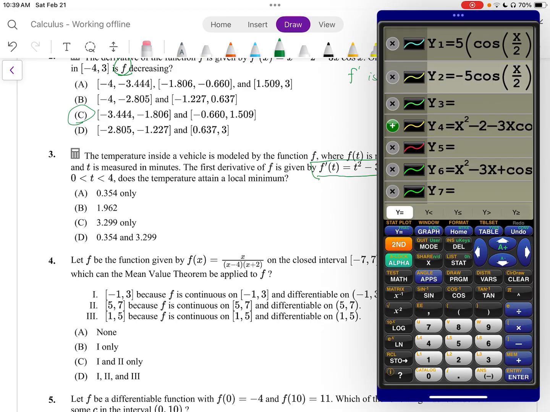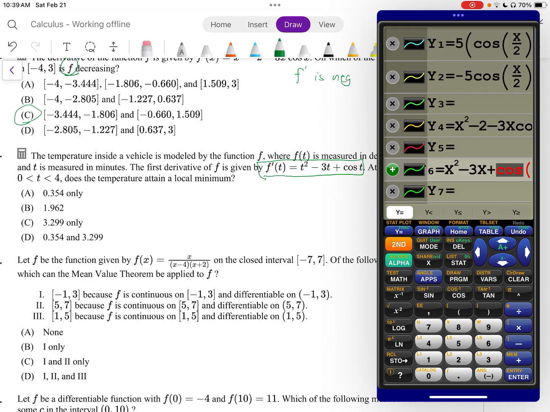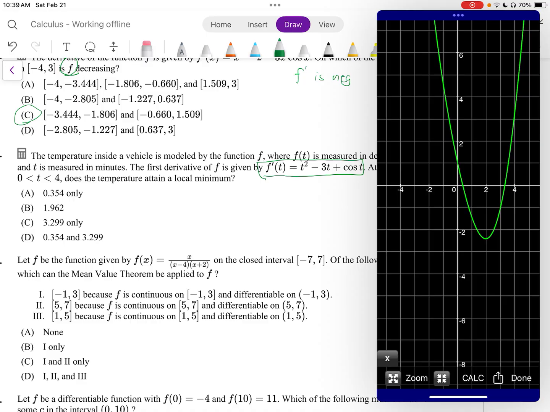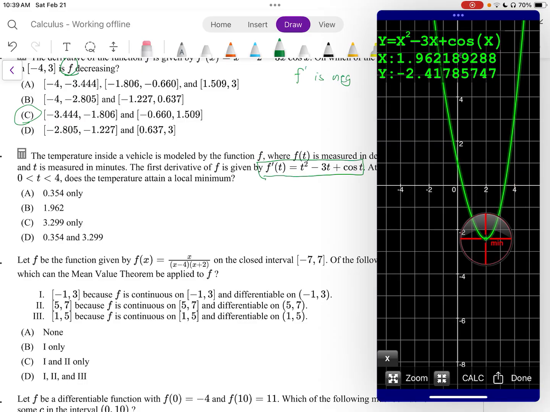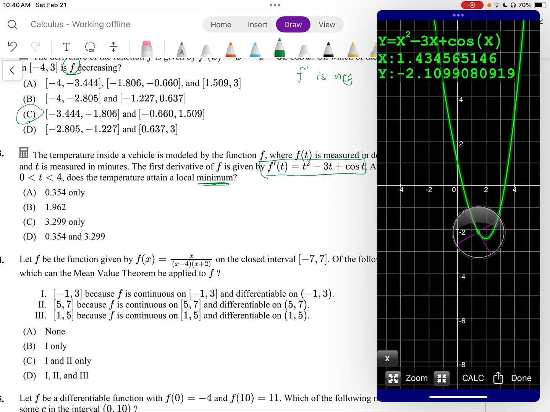So let's come back to our graph. Let's graph this function, which I already have typed in there, x squared minus 3x plus cosine x. Those are in t, but we have x in there, and that's fine. So we'll go ahead and graph that. We want to know when it hits 0. Well, it hits 0, again you can use your calculator's functions, at 0.354 and at 3.299. Well, we want to find a local minimum. We know there are zeros at those two spots.